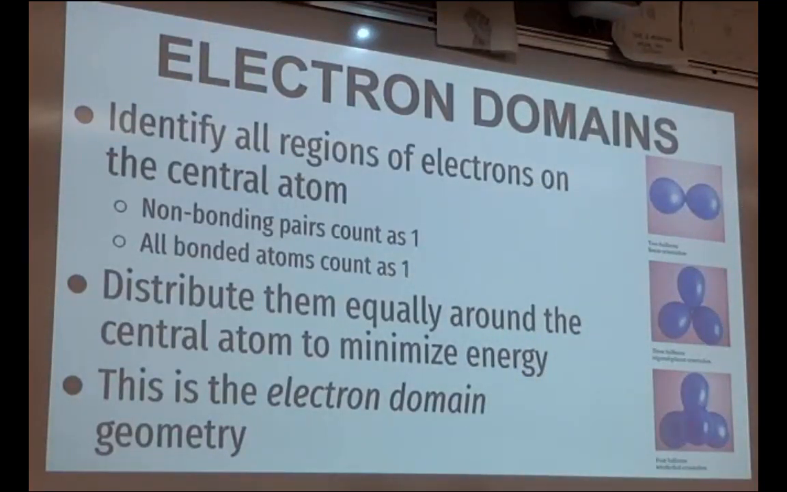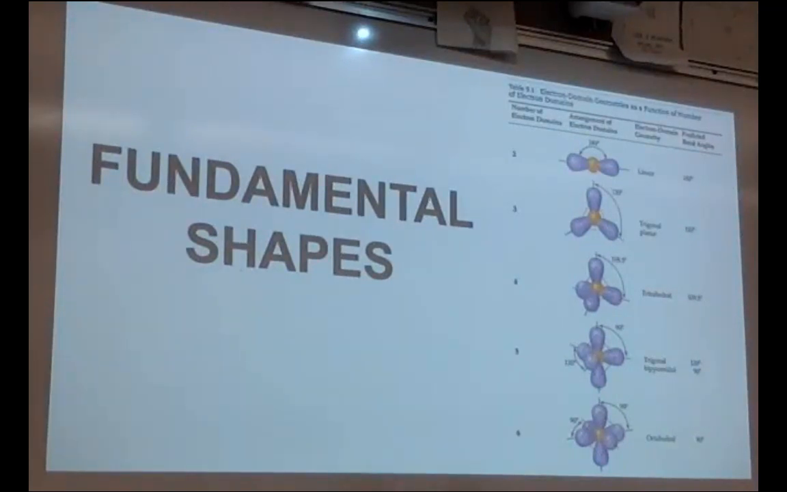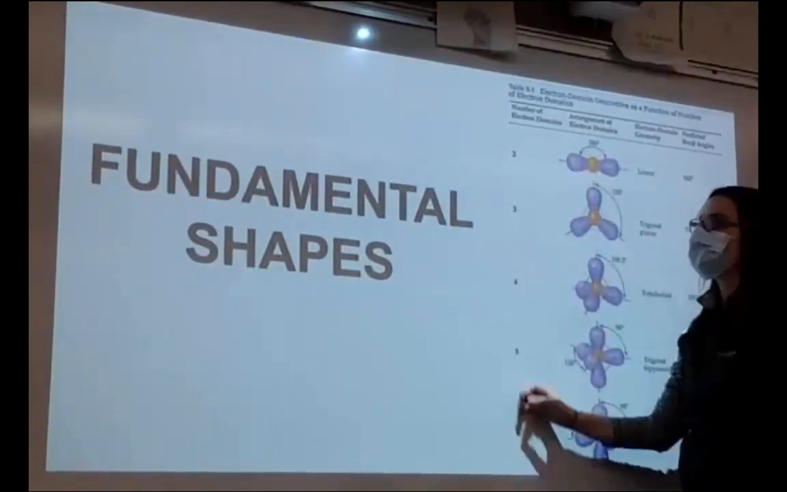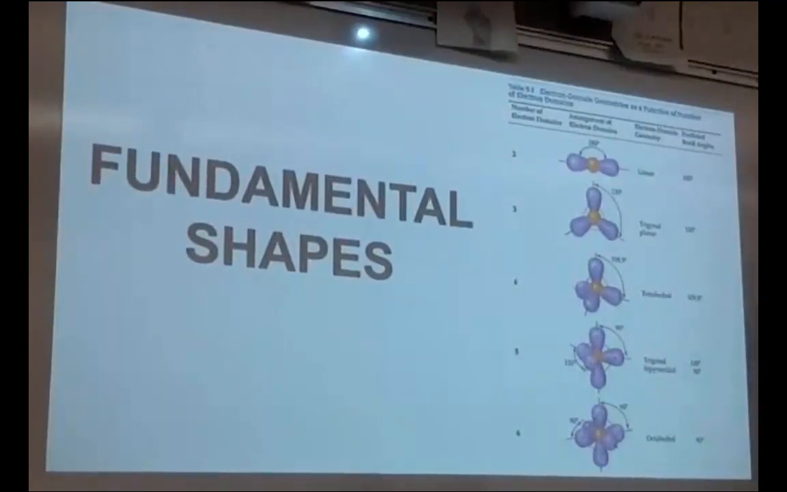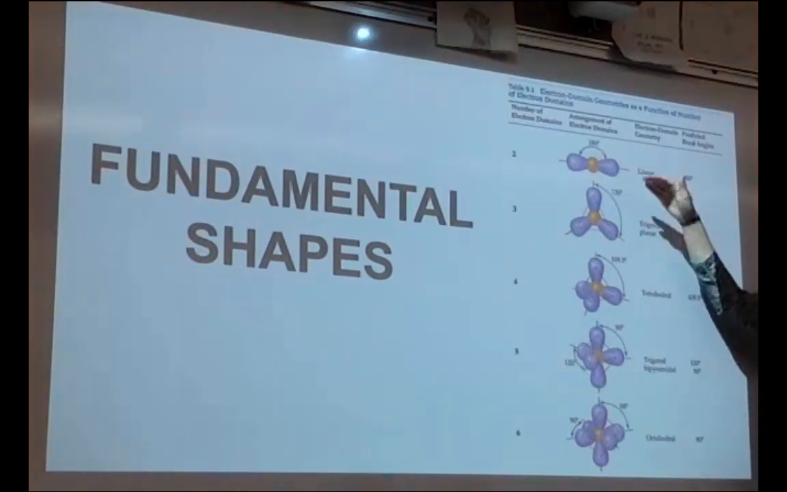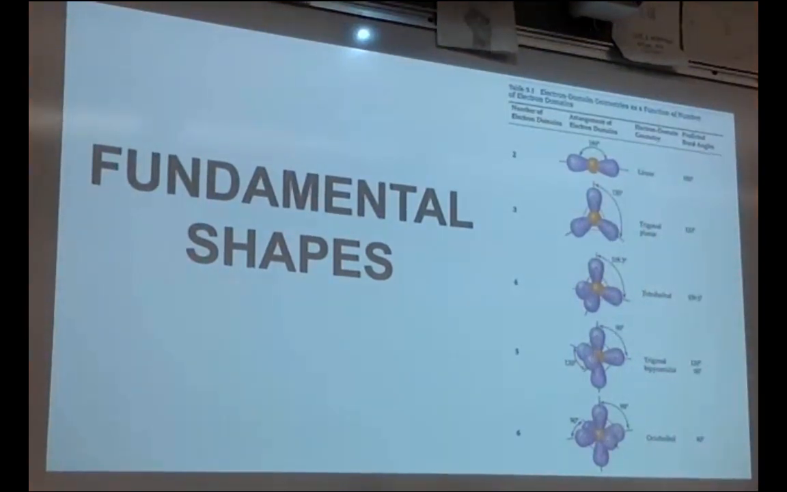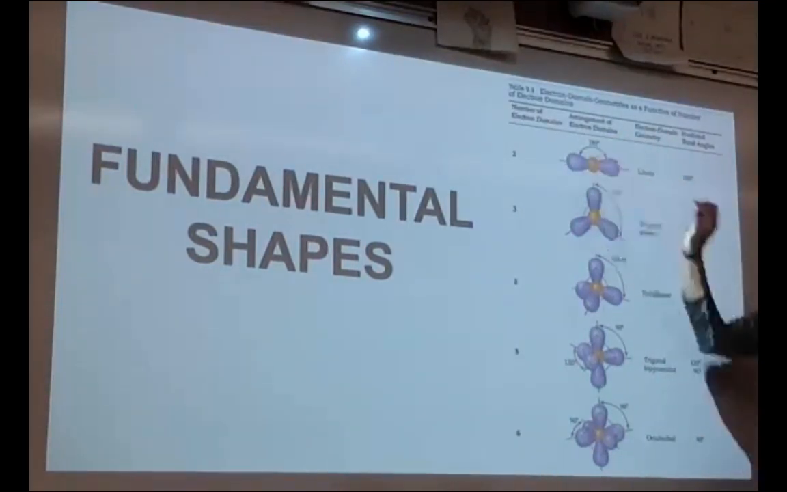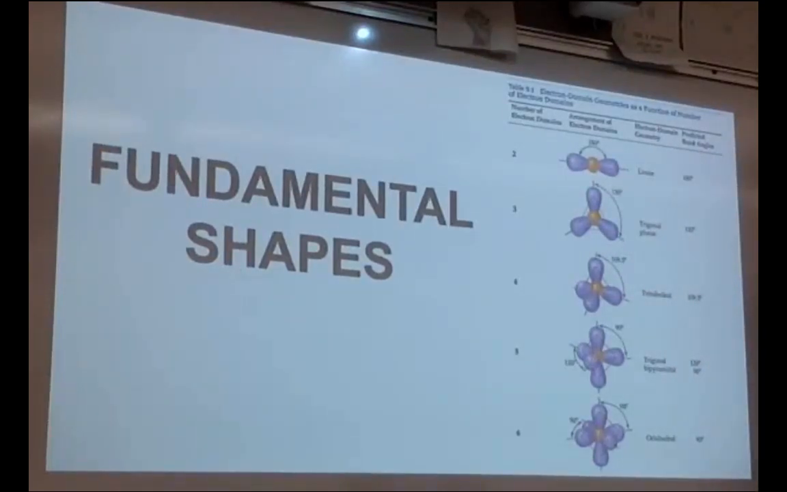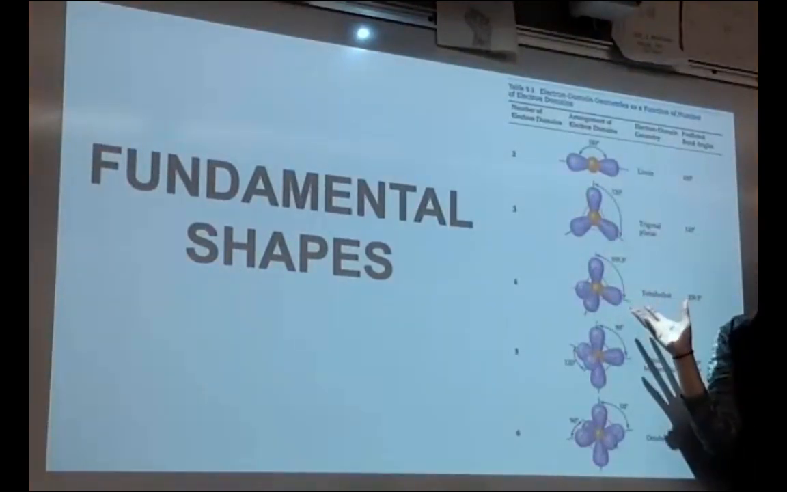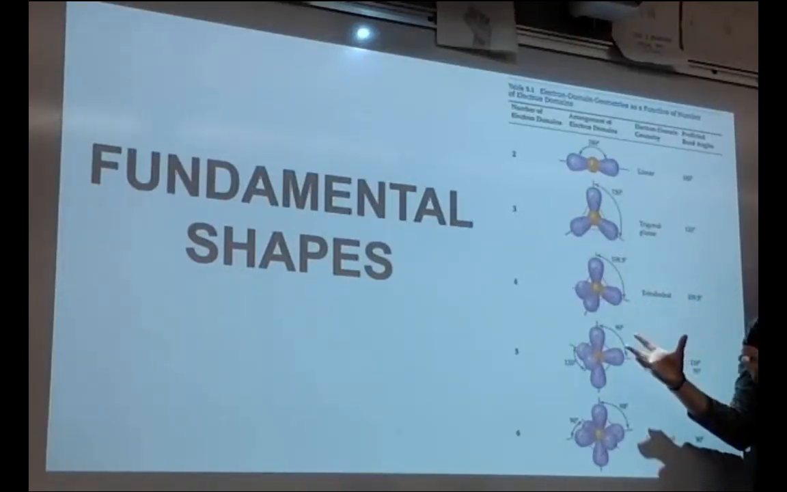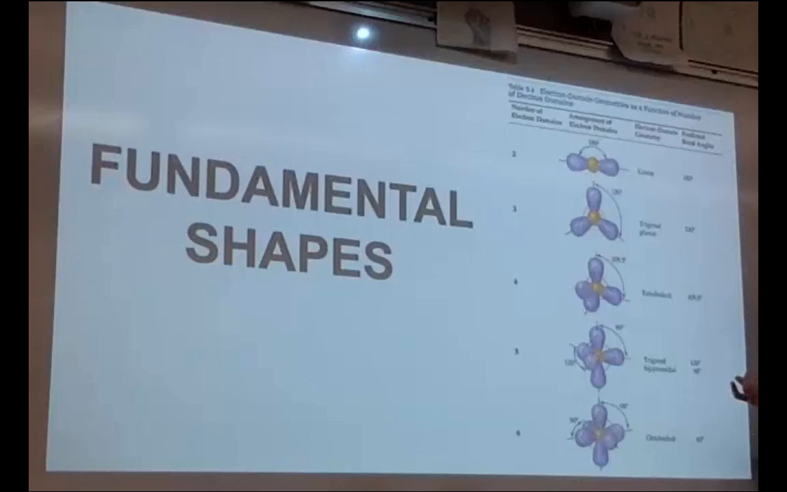When it comes to the electron domain geometry, it is always one of what I call the fundamental shapes. The fundamental shapes are linear, trigonal planar, tetrahedral, trigonal bipyramidal, and octahedral. So if a question says, what is the electron domain geometry? It is always one of these fundamental shapes. Because you'll always have 2 areas of electrons, or 3 areas of electrons. No matter what the area is, it's still just an area. So an electron domain geometry is one of these fundamental shapes.